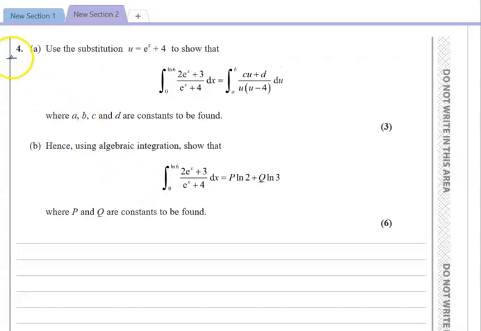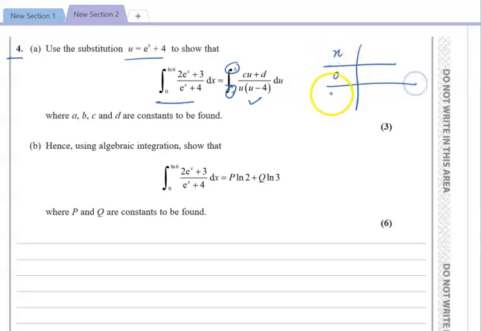Question four, we're being asked to use substitution to show that this integral turns out to be this. One thing I can get first are the limits, a and b, because I'm changing the limit. So this is x. They say that x equals 0 and x equals the ln of 6.